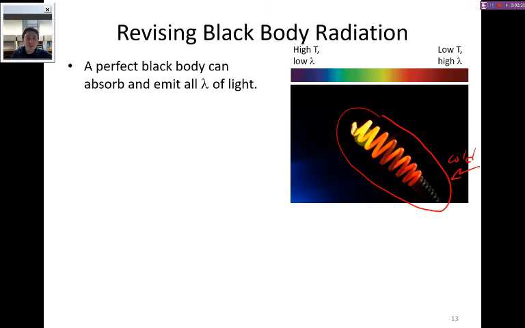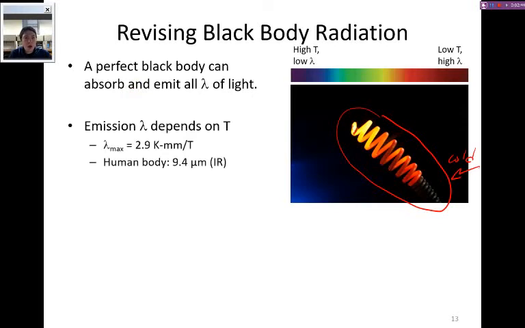And the reason for that is because it is behaving similarly to a black body. And a black body is an object that can absorb and emit all wavelengths of light. And some of the properties of it is that the emission depends upon the temperature of that object. And in fact, all objects emit radiation, even you.